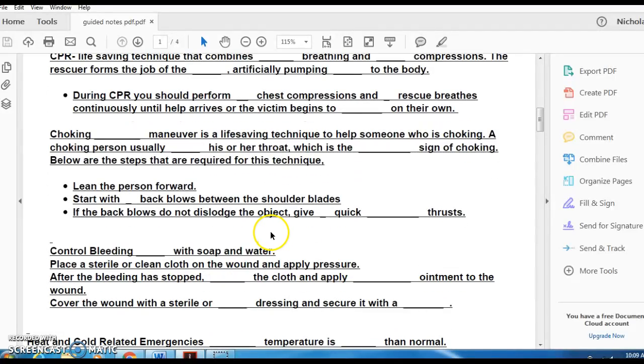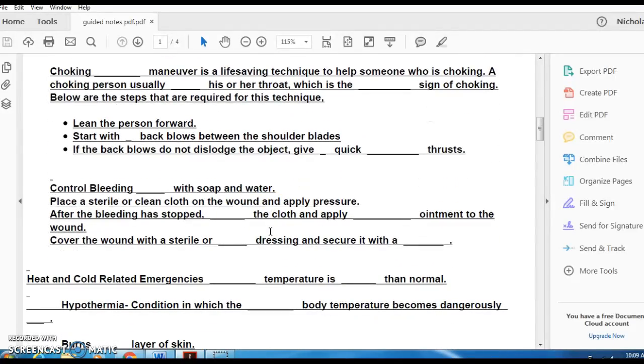Next, we're going to talk about bleeding, controlling an open wound. For this one, we're just going to focus on a minor wound, something that doesn't require immediate medical attention.